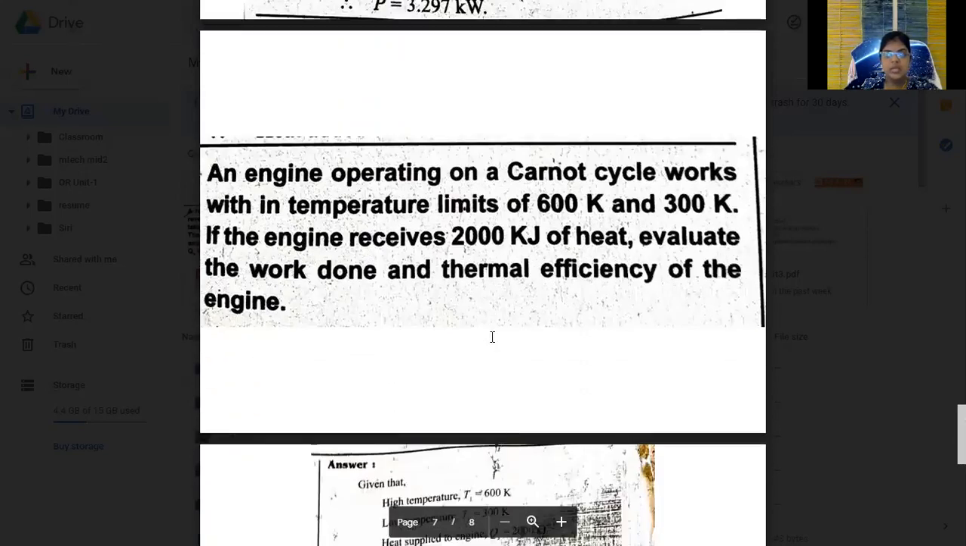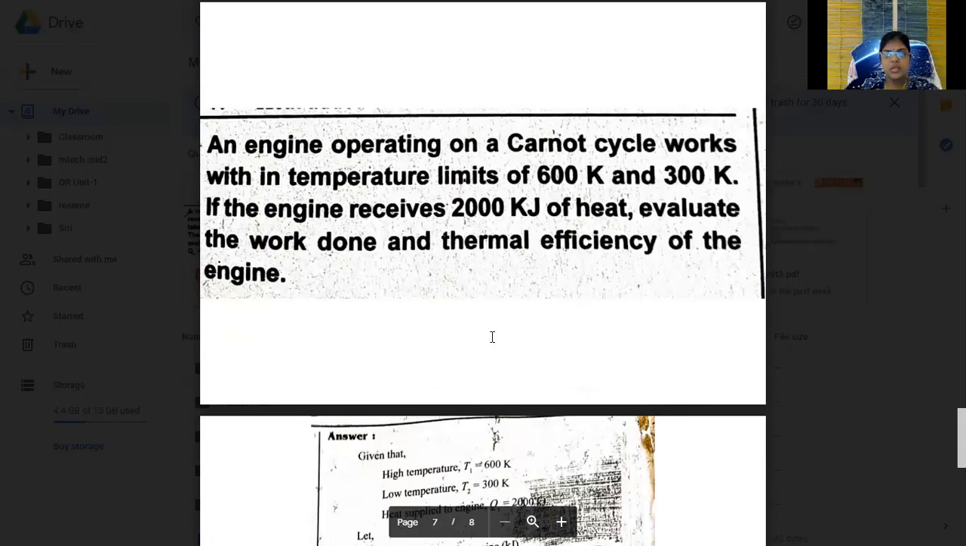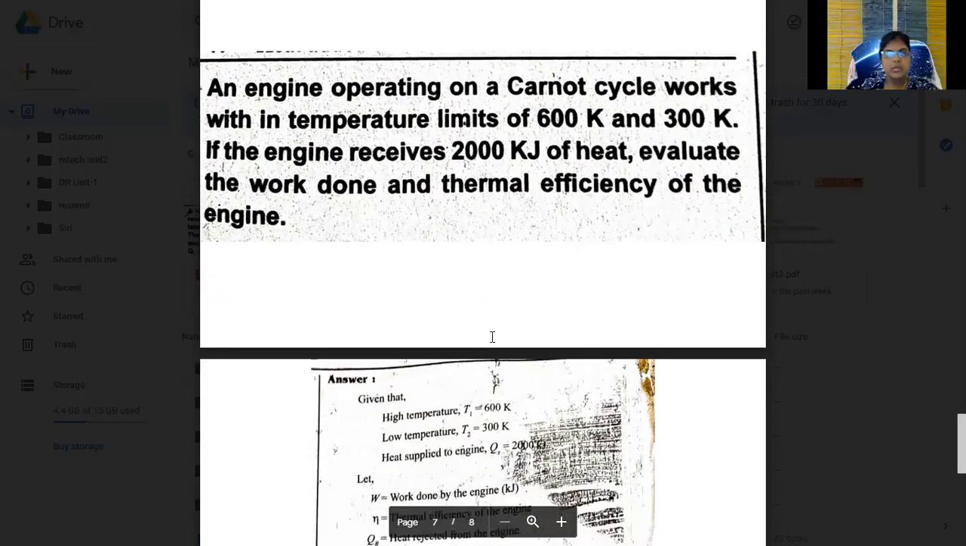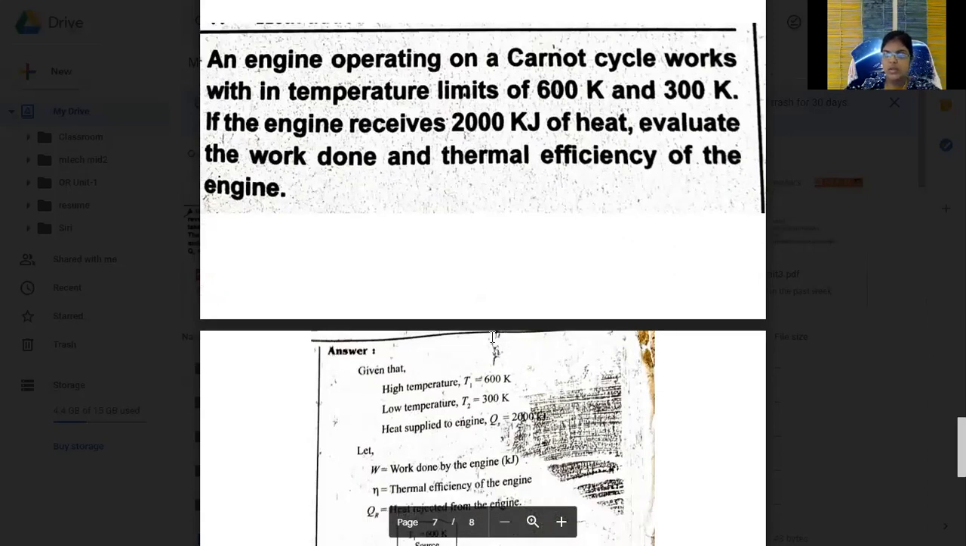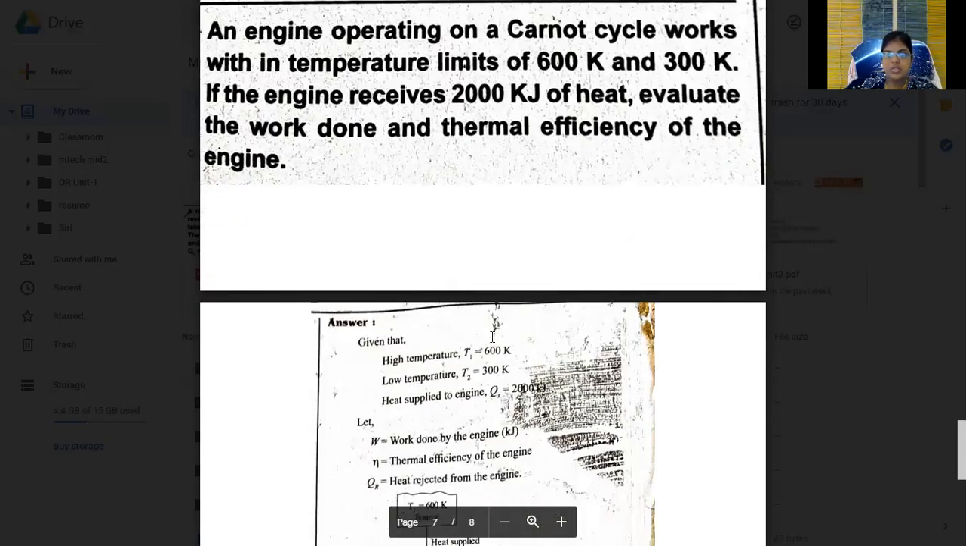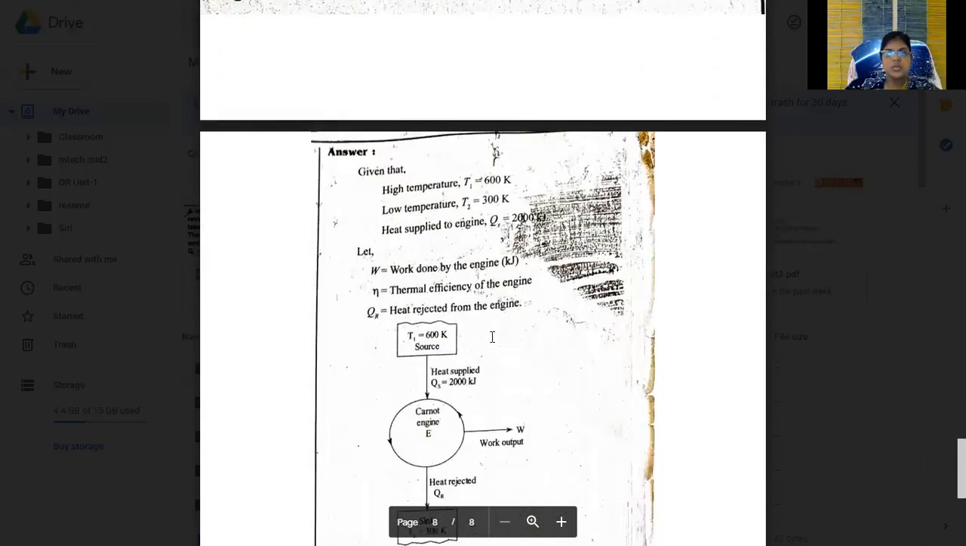Next, an engine operating on a Carnot cycle works within temperature limits of 600 Kelvin and 300 Kelvin. If the engine receives 2000 kilojoule of heat, evaluate the work done and thermal efficiency of the engine. Whenever an engine is given, definitely we will calculate the thermal efficiency. So, this is our given data.